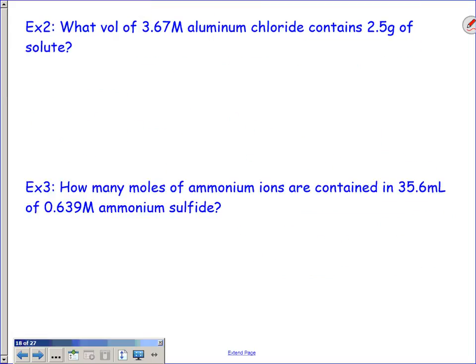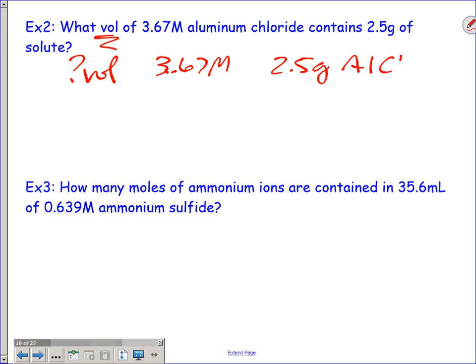So these are different, right? What am I solving for here? Volume, not necessarily V1, but volume in general, right? And now I'm solving for moles. So earlier was just simple division. Now I'm going to manipulate the molarity given to me, make it a conversion factor, and solve appropriately. So the question: what is the volume of that molarity of aluminum chloride that contains 2.5 grams of solute? I have 3.67 molar given to me, and I have 2.5 grams of aluminum chloride to begin with.